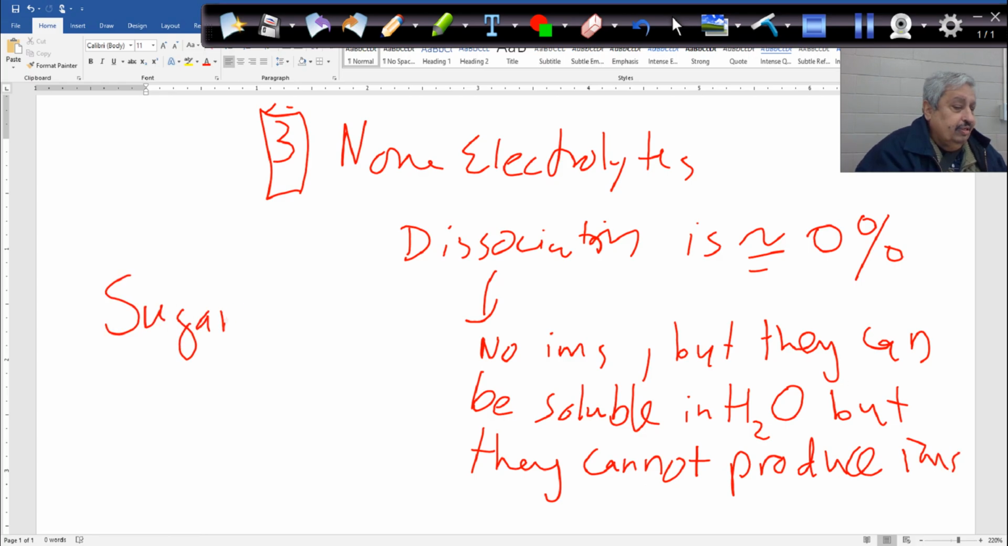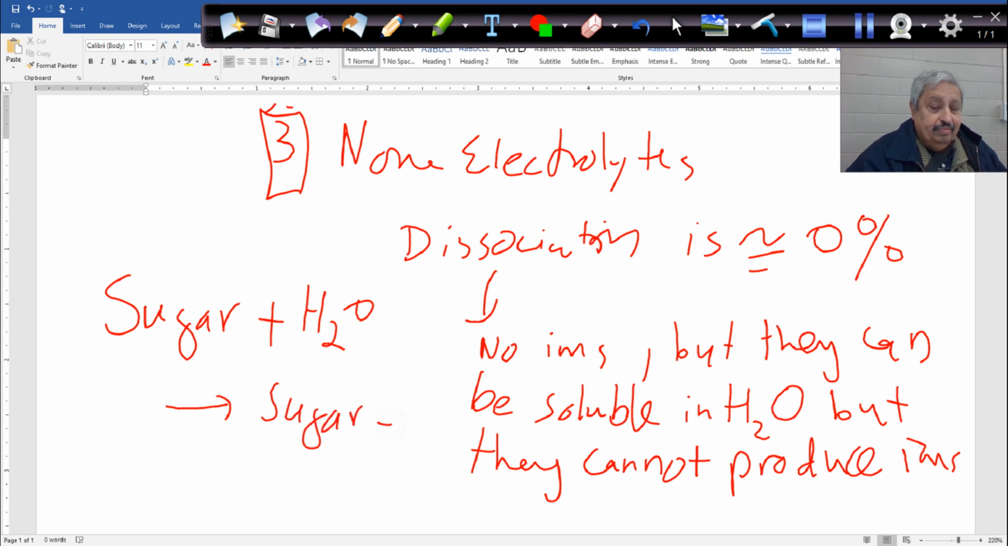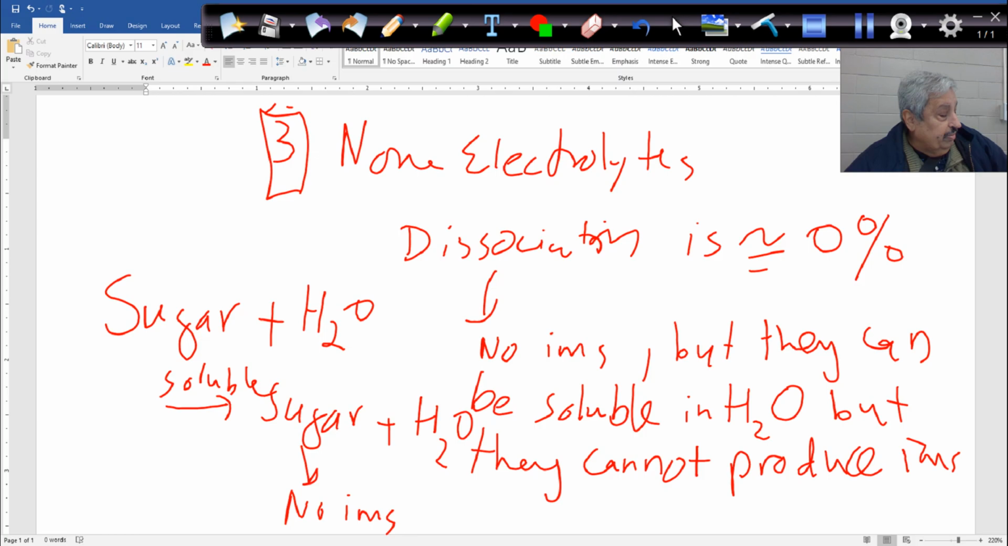Your kitchen sugar dissolved in H2O, correct? But does it make sugar plus H2O? Just dissolve. It's only solubility, so it is soluble, but there are no ions. It comes out as a molecule. So those are non-electrolytes. They are sometimes soluble in H2O, but they cannot make any ions. If the whole idea is dissolving in H2O and making ions, well, they can't make ions.